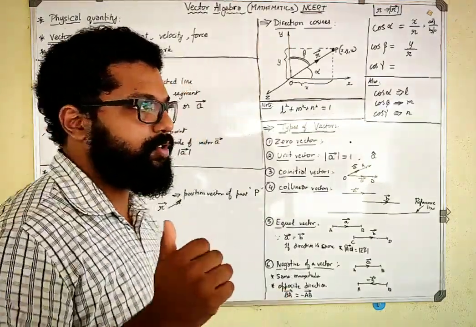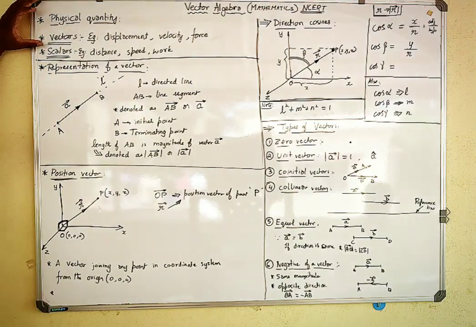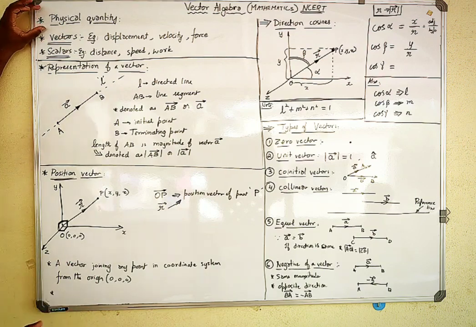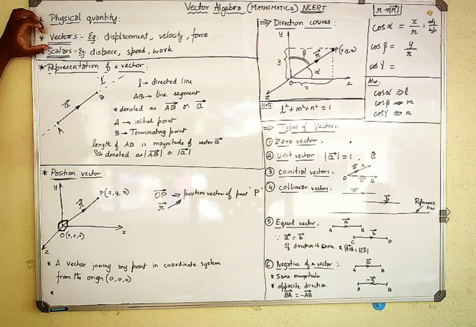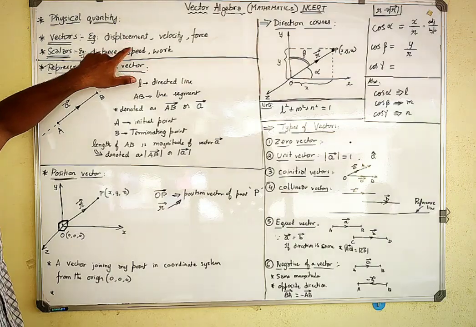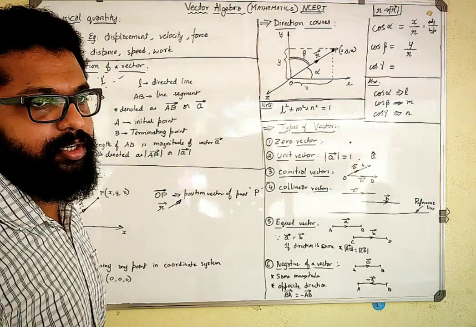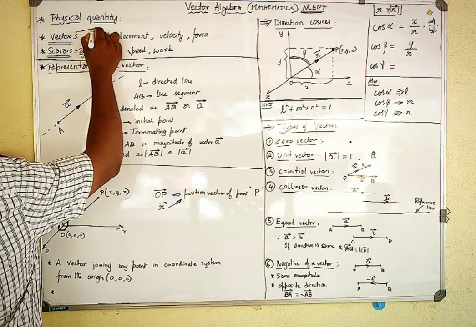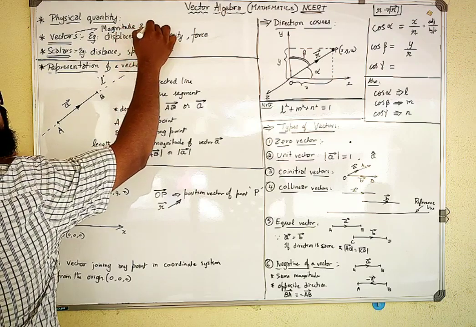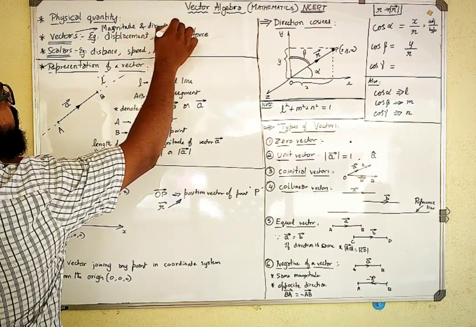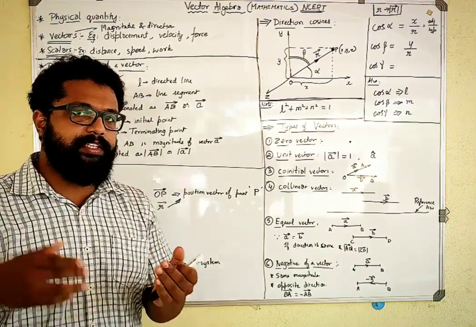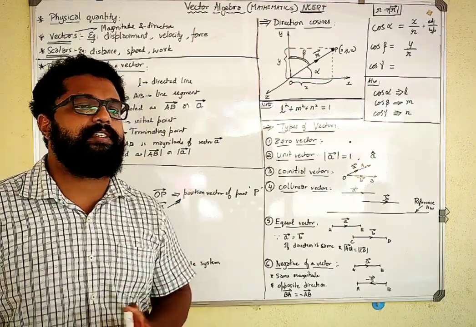So first of all, we should know that whenever it comes to the definition of vectors or scalars or any particular thing, the words physical quantity should be given no matter what. So a vector is a physical quantity which has both magnitude as well as direction. Such a physical quantity which has a value as well as the direction in which it acts is called a vector quantity.